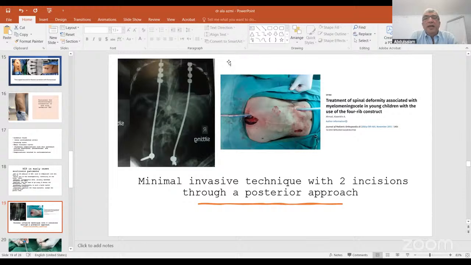So here is a case that I did publish in a paper about myelomeningocele, and you can see the pathological skin here. And I did just a small incision above to put hooks, rib hooks. She was a 4-year-old child with severe 90 degrees kyphosis, and I put hooks in a clawing fashion with a small incision above, and 2 incisions to put iliac screws down below, so we can avoid the pathological skin, and we can go with minimal incisions.